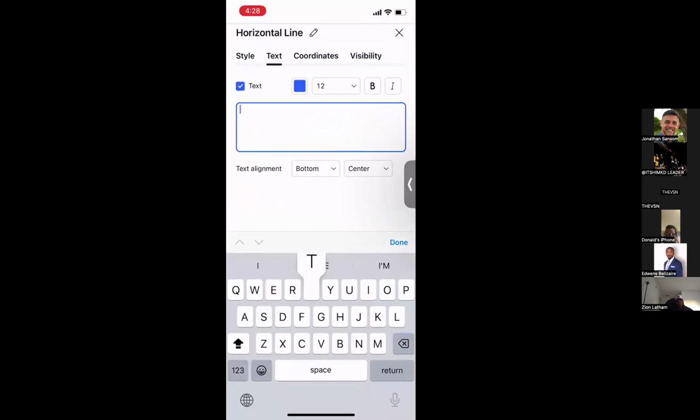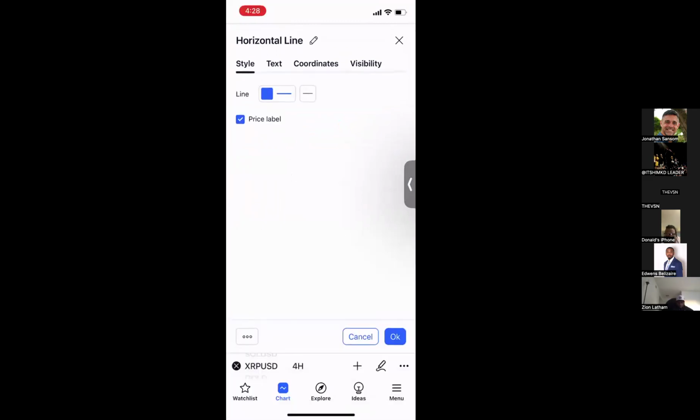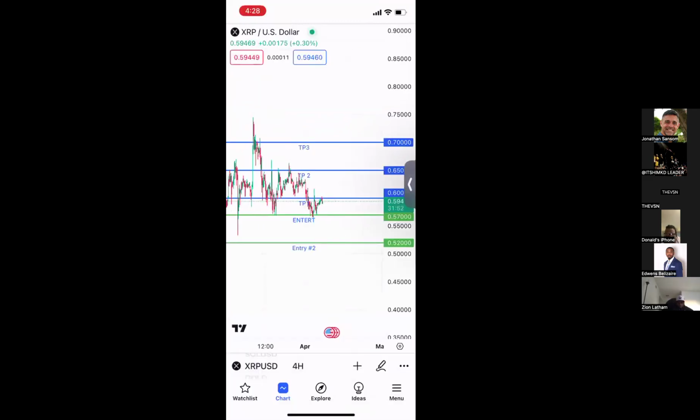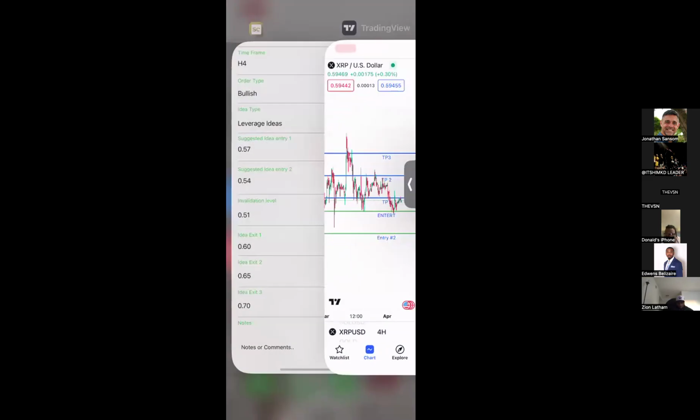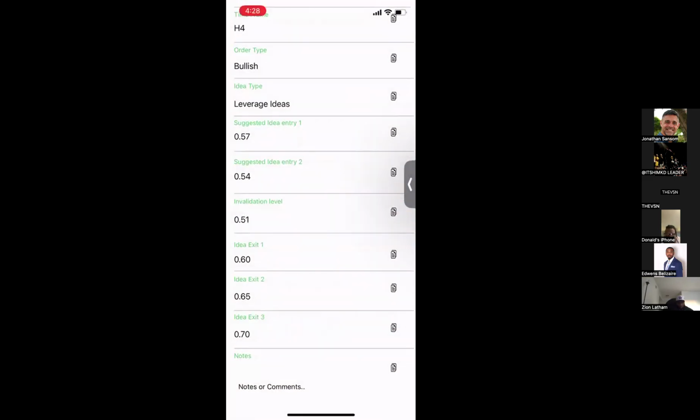This is TP3. Boom. Style, blue. All right. Now, they're also giving me a stop loss. Very important for you guys to duplicate this culture.